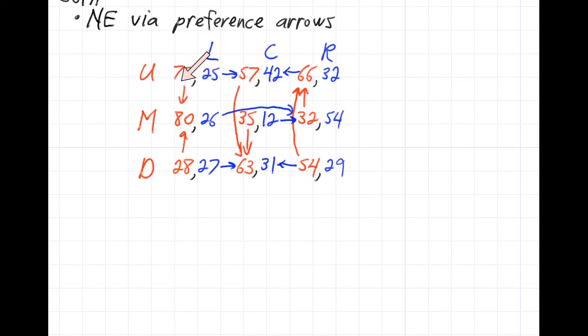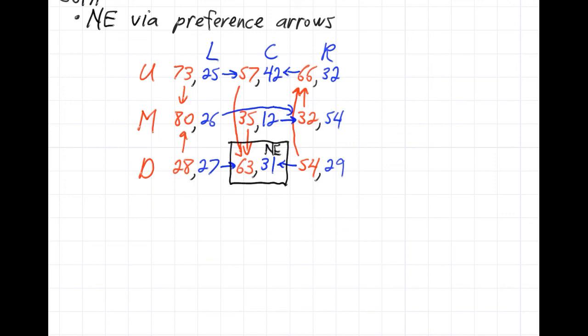There's arrows pointing out. There's an arrow pointing down from this. There's an arrow pointing left here. Over here we have an arrow pointing to the right. Arrow pointing down. Arrow pointing up. Here we have an arrow pointing up. Here, all the arrows are pointing in. So that is a Nash equilibrium.